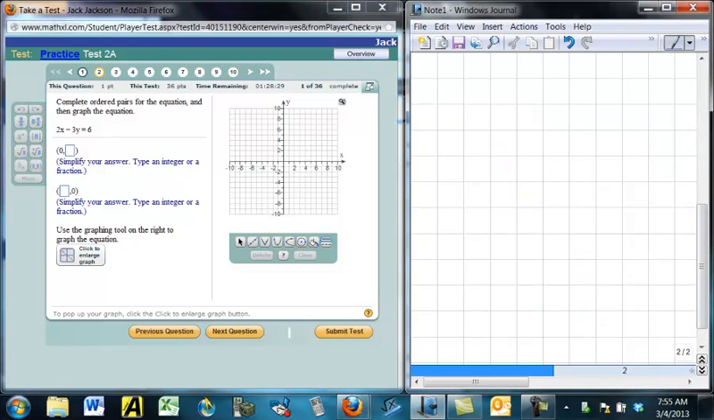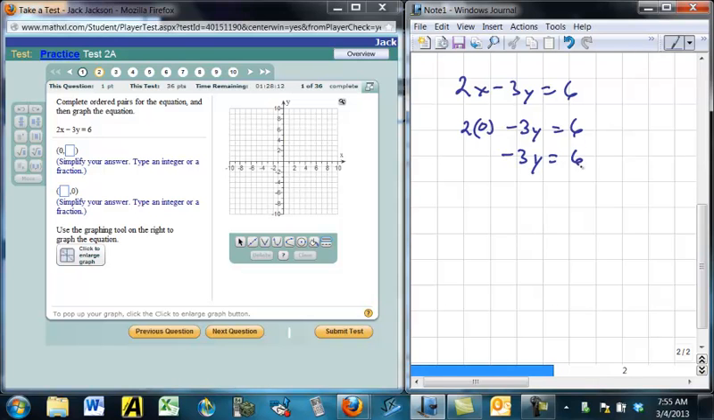Number 2, we have an equation 2x minus 3y equals 6. It's asking us to find the x and y intercepts. So when x is 0, we plug in 0 here for x, and that's 0, and then add that to this, becomes negative 3y. Divide both sides by negative 3, we see y is negative 2. So 0, negative 2 is the, that's going to be on the y-axis, that's the y-intercept.